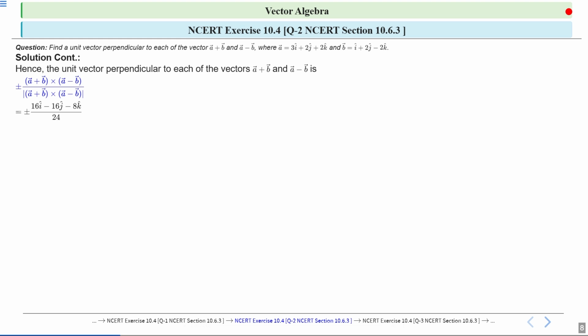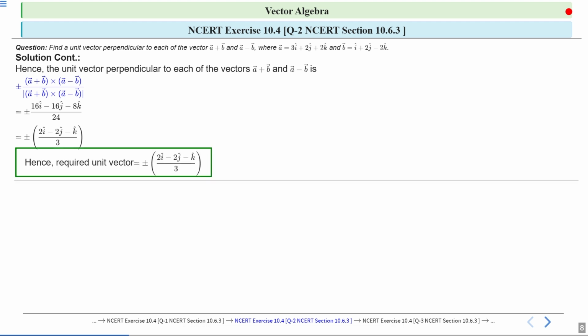Which is equal to plus minus 16 i cap minus 16 j cap minus 8 k cap upon 24, right? Which is equal to plus minus 2 i cap minus 2 j cap minus k cap upon 3. Hence the required vector is plus minus 2 i cap minus 2 j cap minus k cap upon 3. Clear? So finally the answer is basically plus minus 2 i cap minus 2 j cap minus k cap upon 3.